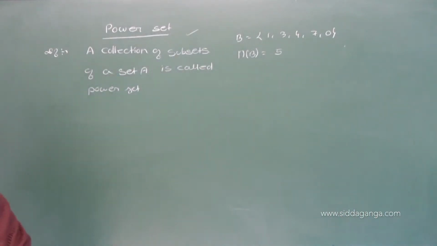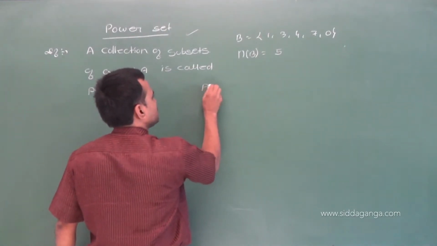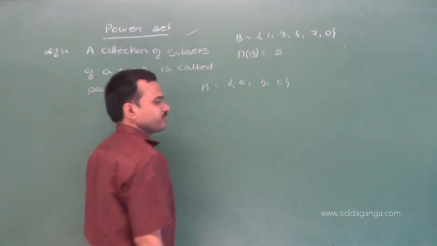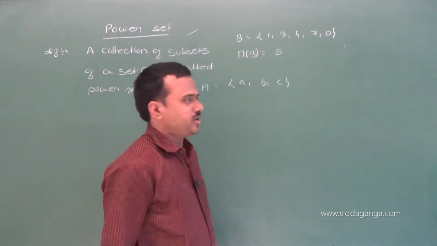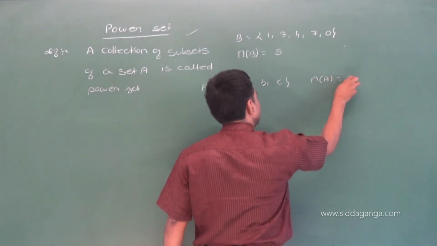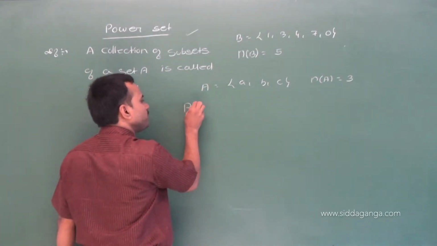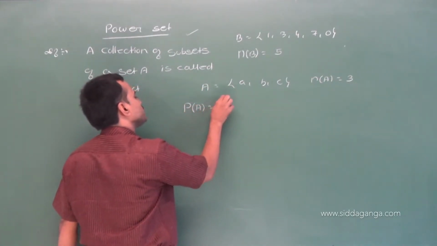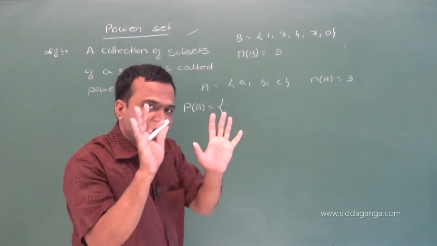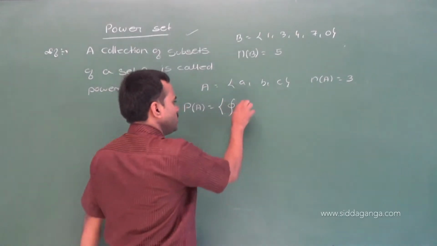Just previous example. What we discuss? Power set. A is equal to A, B, C. n of A, n of A is how much? n of A is 3. Correct? So we write P of A set. In P of A set, each element are nothing but what? Set. Empty set. First one is over.